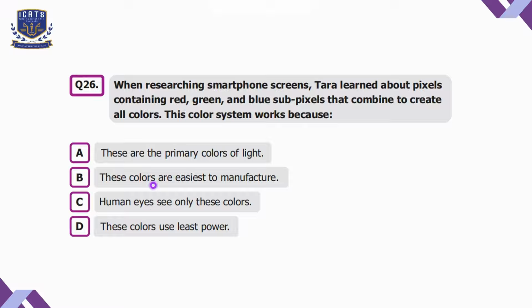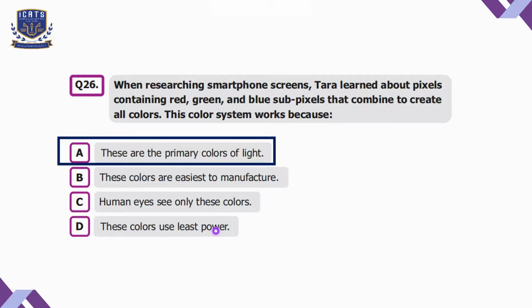So let's check our options one by one. Option A is these are the primary colors of light, which is definitely true. But let's check options B, C, and D as well. Option B is these colors are easiest to manufacture. It's not true because other colors could be manufactured too. Option C is human eyes see only these colors, which is incorrect because we see more than just red, green, and blue. We see mixtures too. Option D is these colors use least power, which is not the main reason. Power use depends on the technology, not that these are the only possible colors. So we will select option A here.